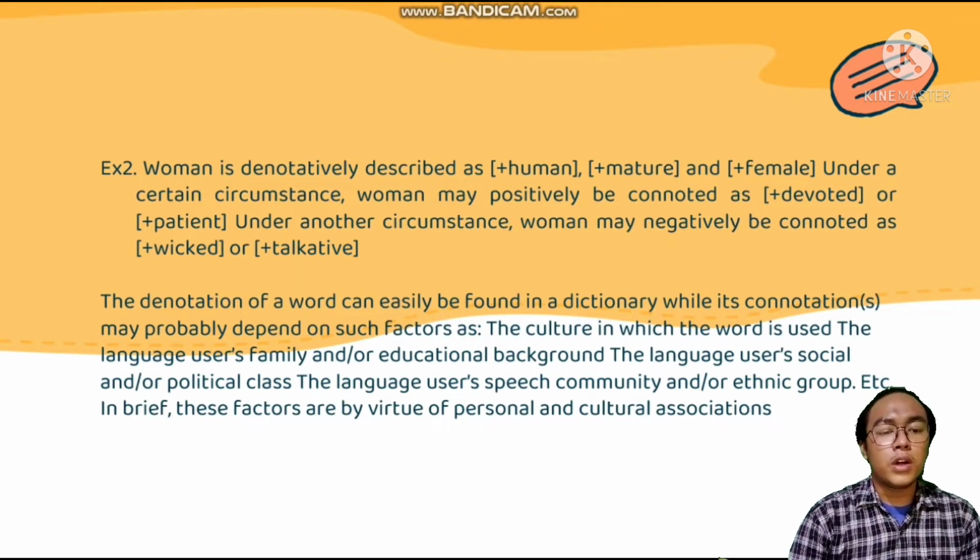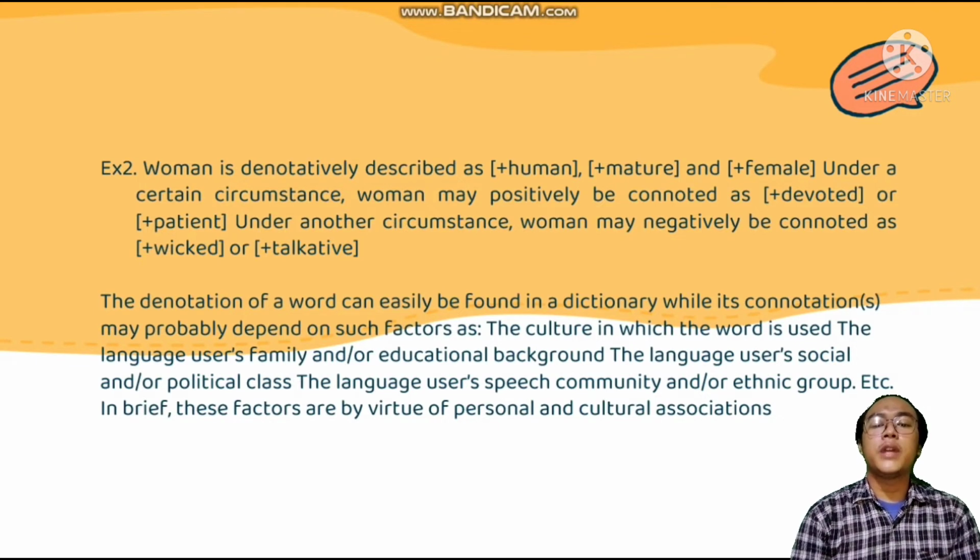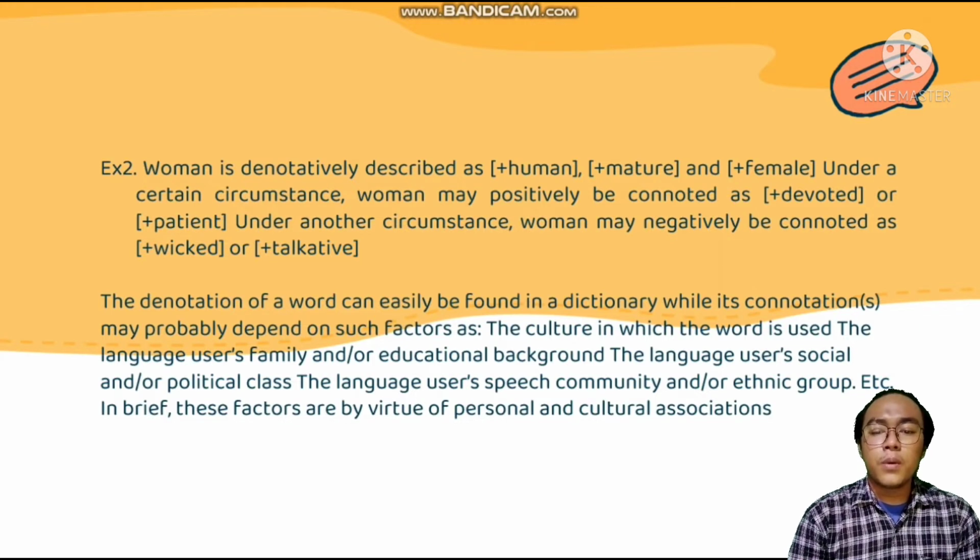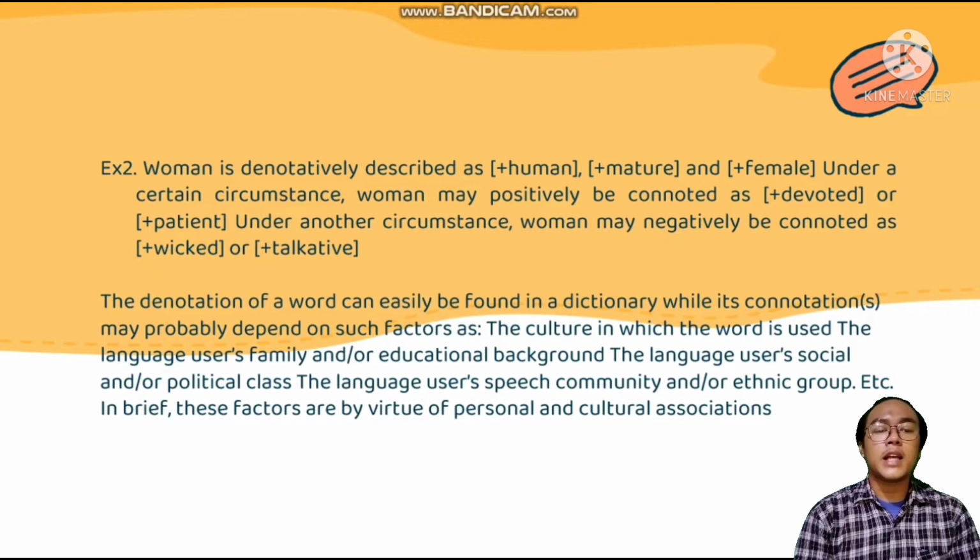The denotation of a word can easily be found in a dictionary while its connotations may probably depend on such factors as the culture in which the word is used, the language user's family and or educational background, the language user's social and or political class, the language user's speech community and or ethnic group, and etc. In brief, these factors are by virtue of personal and cultural association.